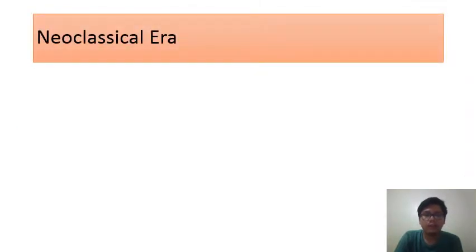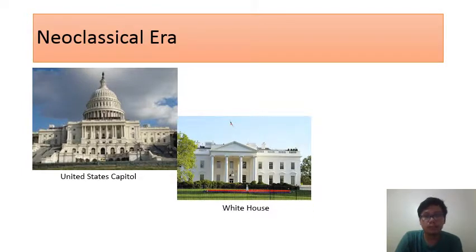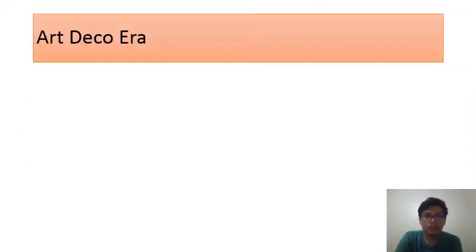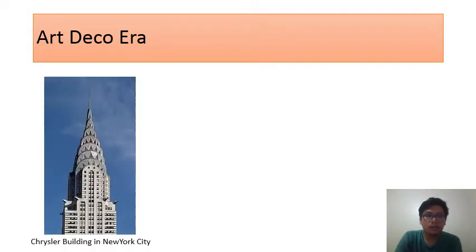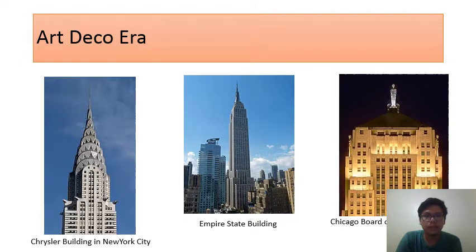These are the examples of neoclassical era buildings in America: United States Capitol in Washington, D.C., White House in Washington, and Wisconsin Capitol in Madison, Wisconsin. These are the examples of Art Deco era buildings in America: Chrysler Building in New York City, Empire State Building in Manhattan, New York, and Chicago Board of Trade Building in Chicago.